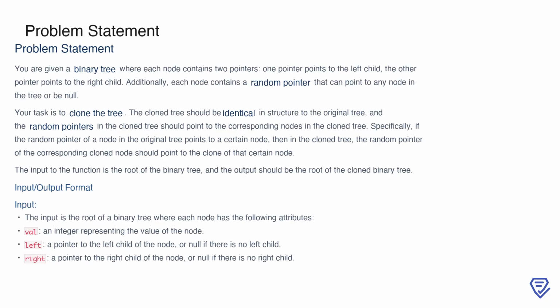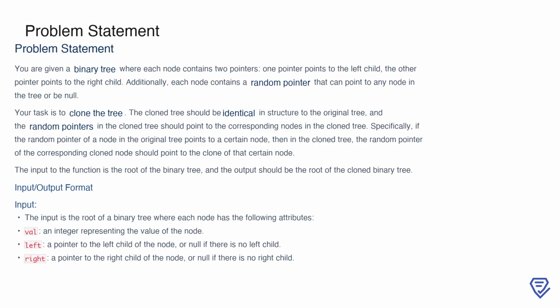In this problem, you are given a binary tree where each node has three attributes. First, there is a pointer to the left child and another pointer to the right child, just like in a standard binary tree. However, there's also a third pointer, called the random pointer, which can point to any node in the tree, or it could be null. Your task is to clone this binary tree.